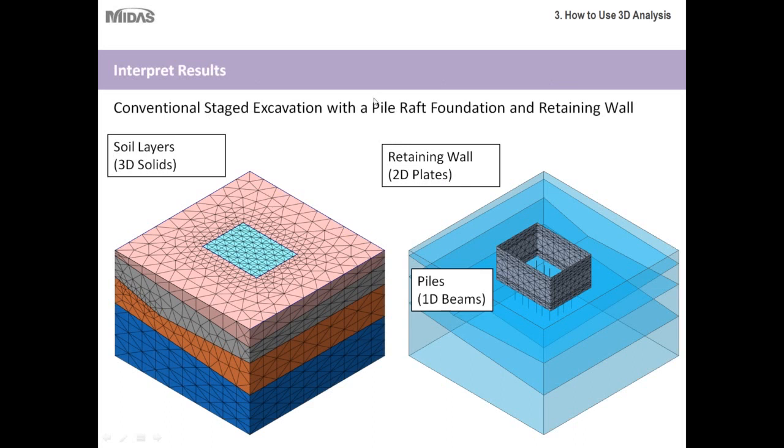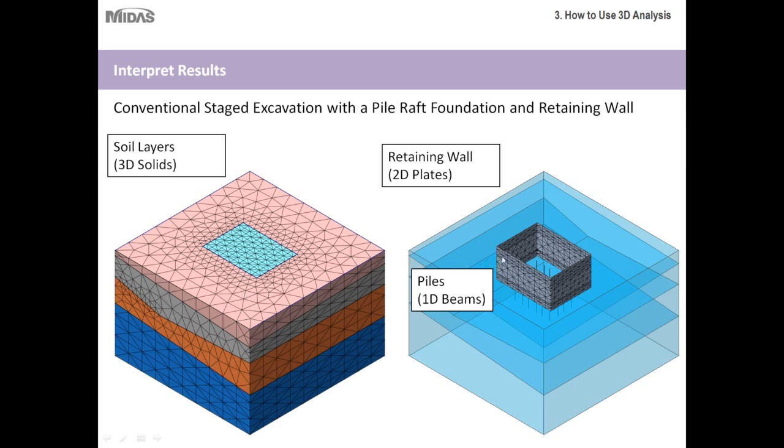Okay. And last, let's talk about how to interpret your results. So here's the project that I mentioned at the beginning that I was going to use as an example. So this is a conventional stage excavation project with a pile raft foundation as well as a retaining wall. So as you can see in this project, I used all three types of elements. So to the left here, this is just the finished project with all the meshing, and this is another view of the project with a transparent view so that you could see the retaining wall as well as the piles. But the soil elements themselves were done in 3D with solids.